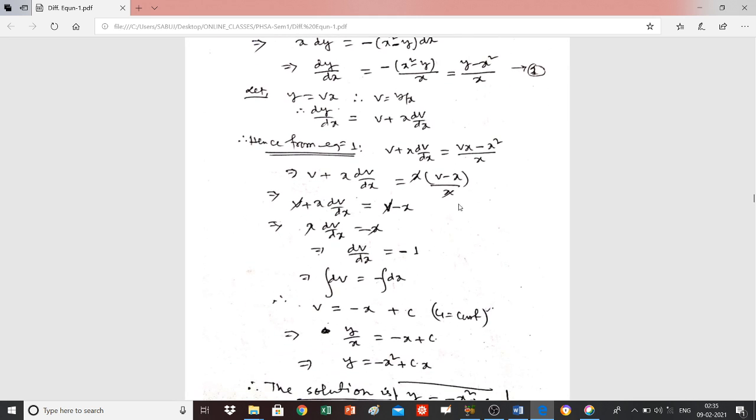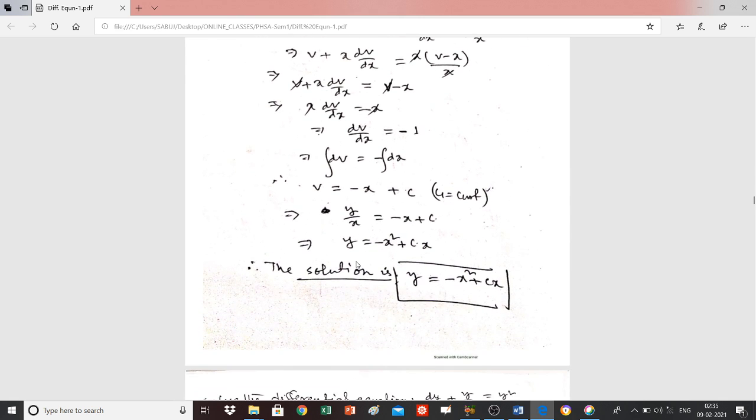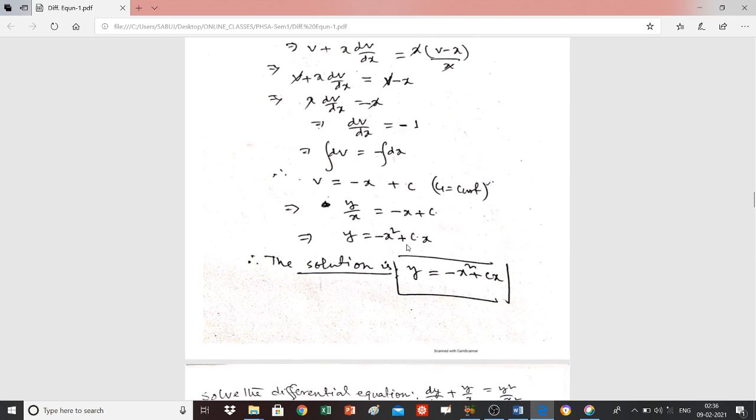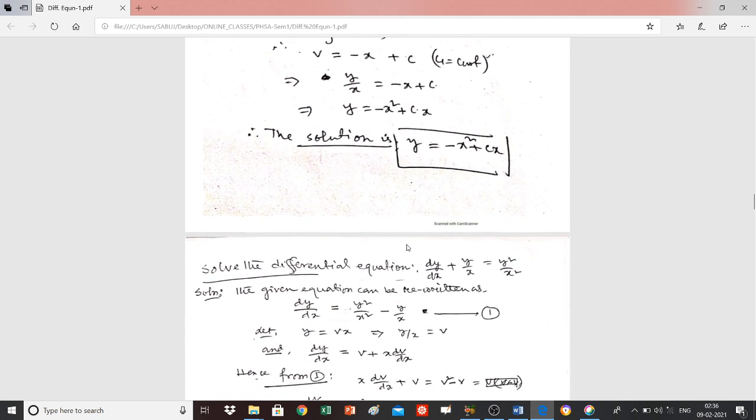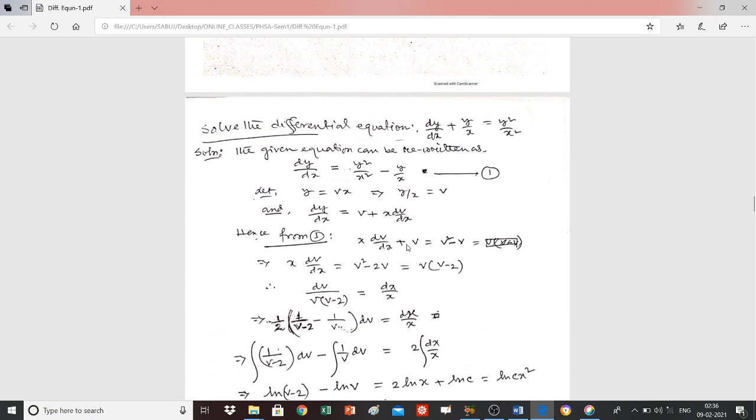Then finally you have dv by dx is equal to minus 1, or dv is equal to minus dx, or from here v is equal to minus x plus c. So from here you can write, just substitute the value of v as y by x, so y is equal to minus x square plus c. So this is some examples, and another example is here, another problem is here.